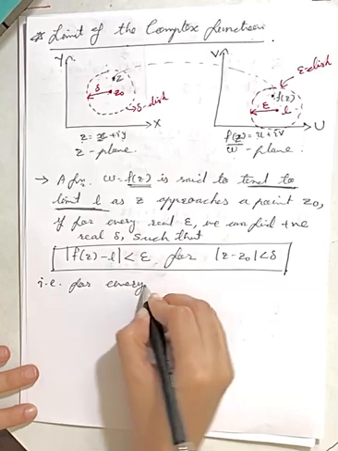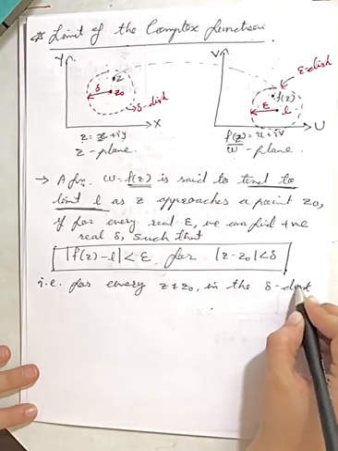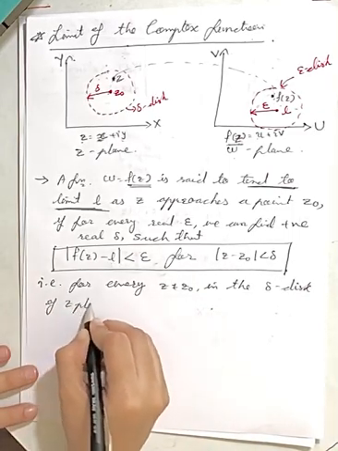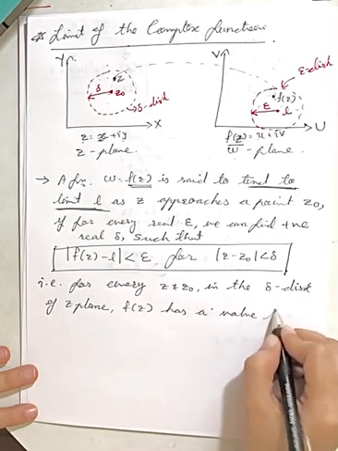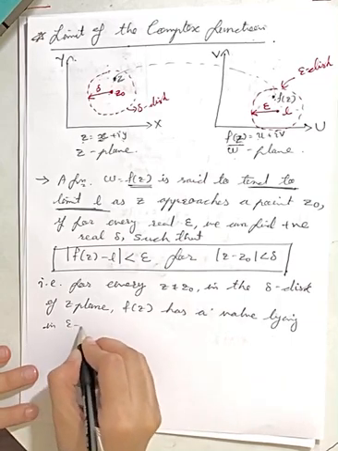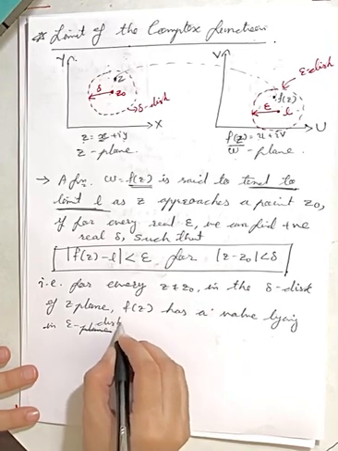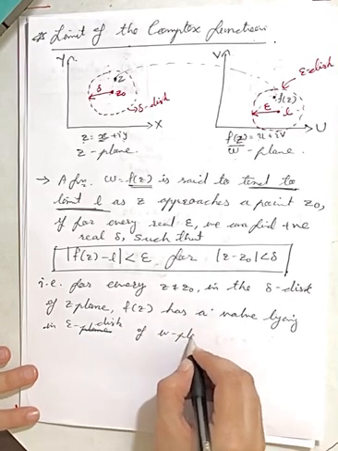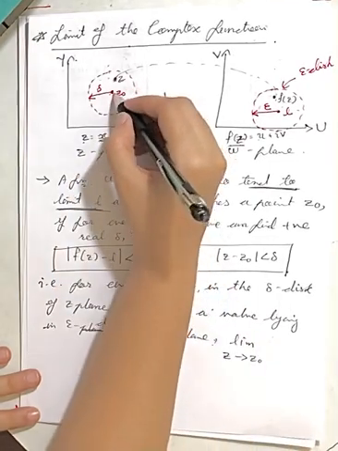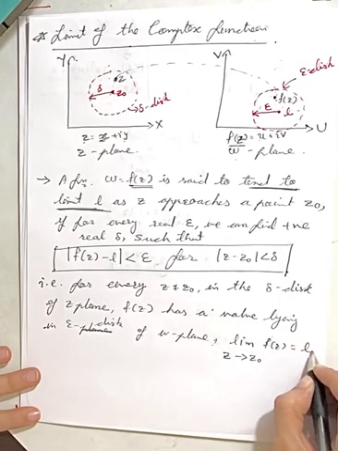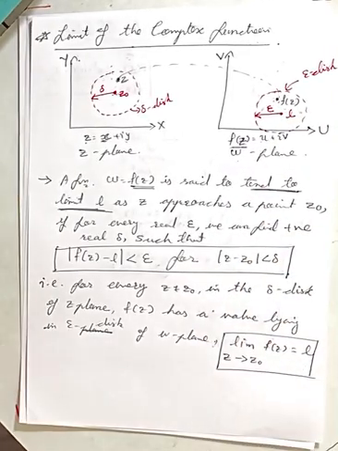For every z not equal to z0 in the delta disk of the z plane, f of z has a value lying in the epsilon disk of the w plane, and then the limit will hold true, and when z tends to z0, f of z will become L. So f of z will tend to L, and then only this limit will come true.